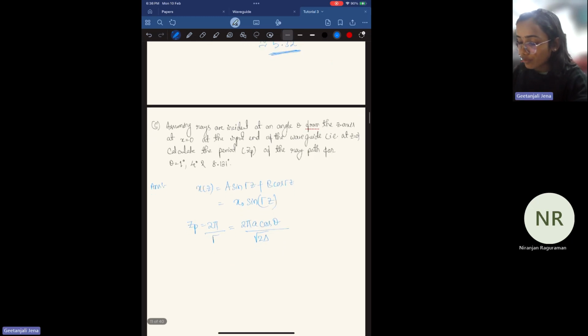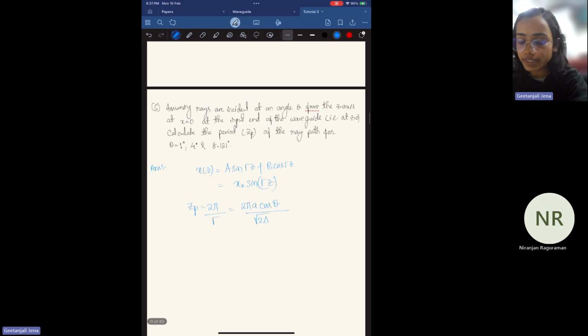And as I said before, we need to calculate the condition for the guidance. So before calculating the zp and the amplitude, it's good practice to first find out the range of beta. Or another thing you can do is find at which angle the ray will get refracted. So for refraction to the cladding, we have beta tilde less than n2.